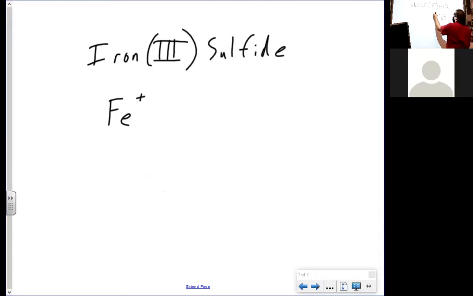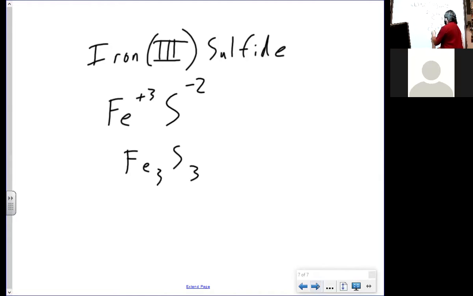There it is. Sulfide? Oh, it's S with a negative 2 charge. Crisscross will make you jump. How many Fe's are we going to have? So it'd be Fe2S3. Wow.